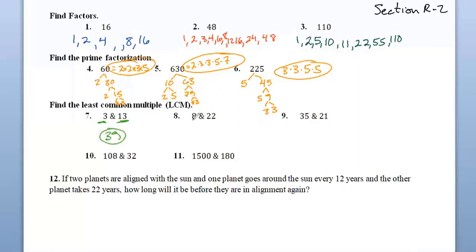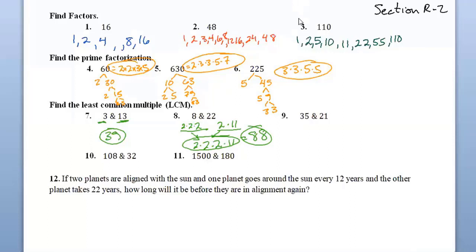Okay, 8 and 22. This is 2 times 2 times 2, and this guy is 2 times 11. So if we're going to create a number that goes into both of these, it'd be 2 times 2 times 2. That gets all of 8, and then this guy times 11. So it looks like 8 times 11 is 88. And so if you wanted to go through that and do 8, 16, 24, 32, and go on up, and then 22, 44, 66, 88, you'd see that they meet at 88.